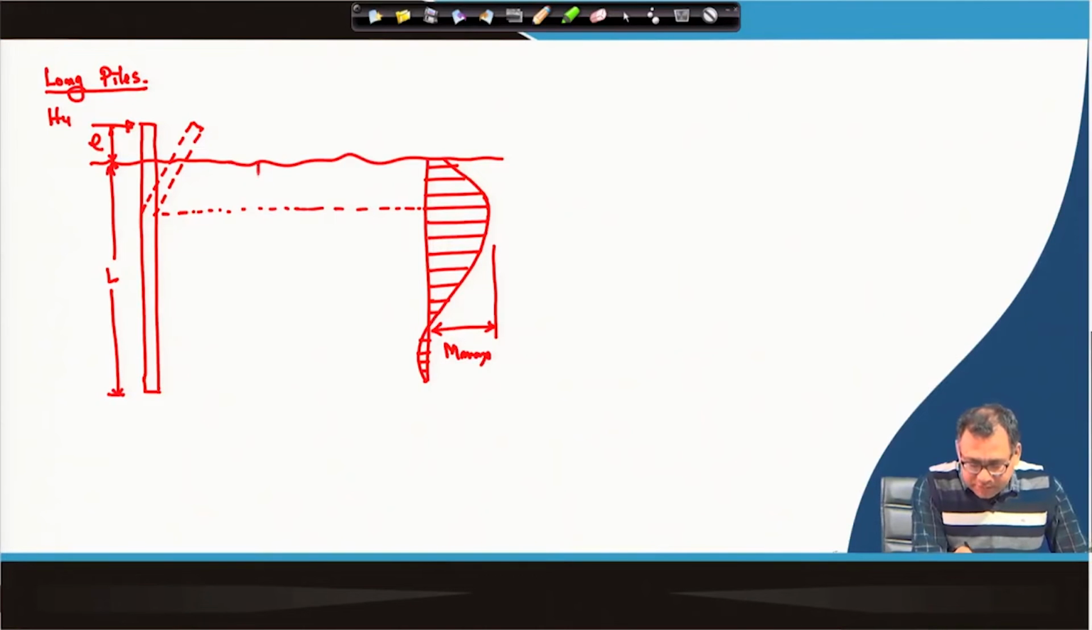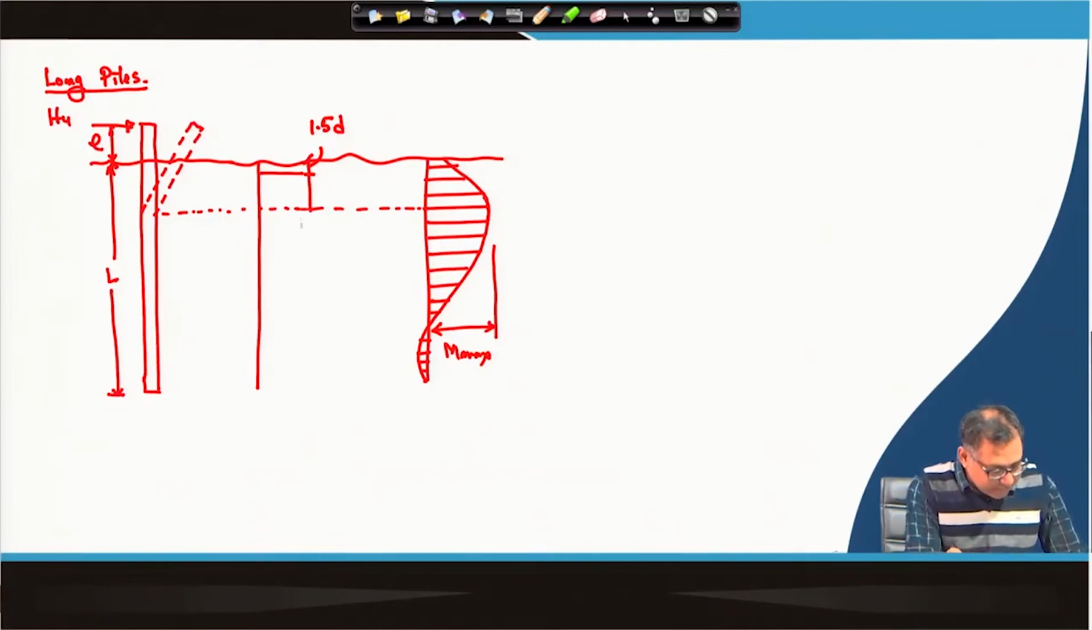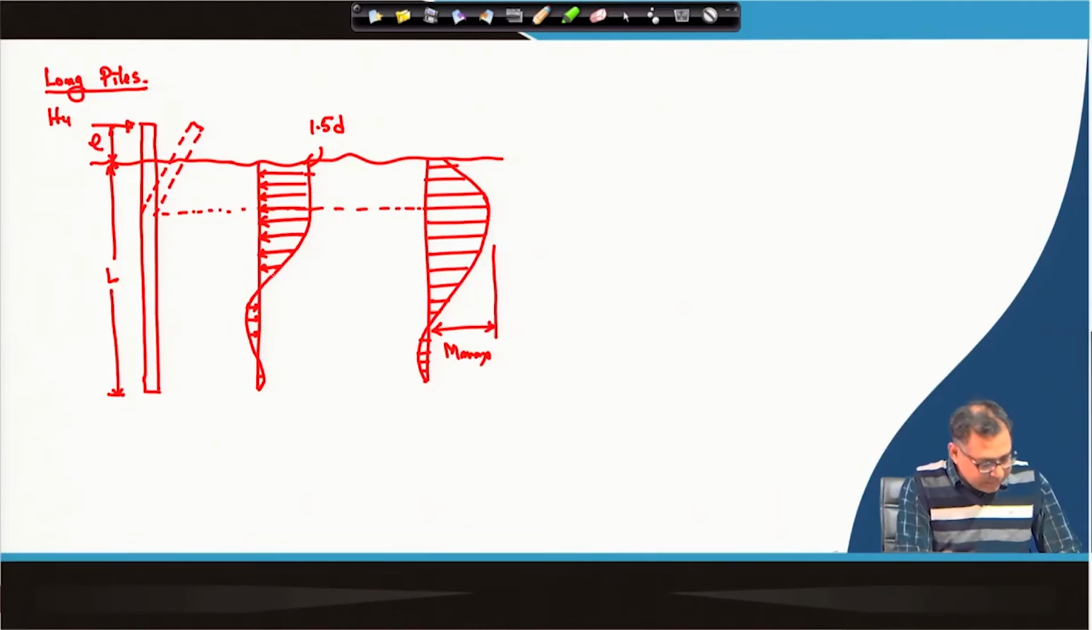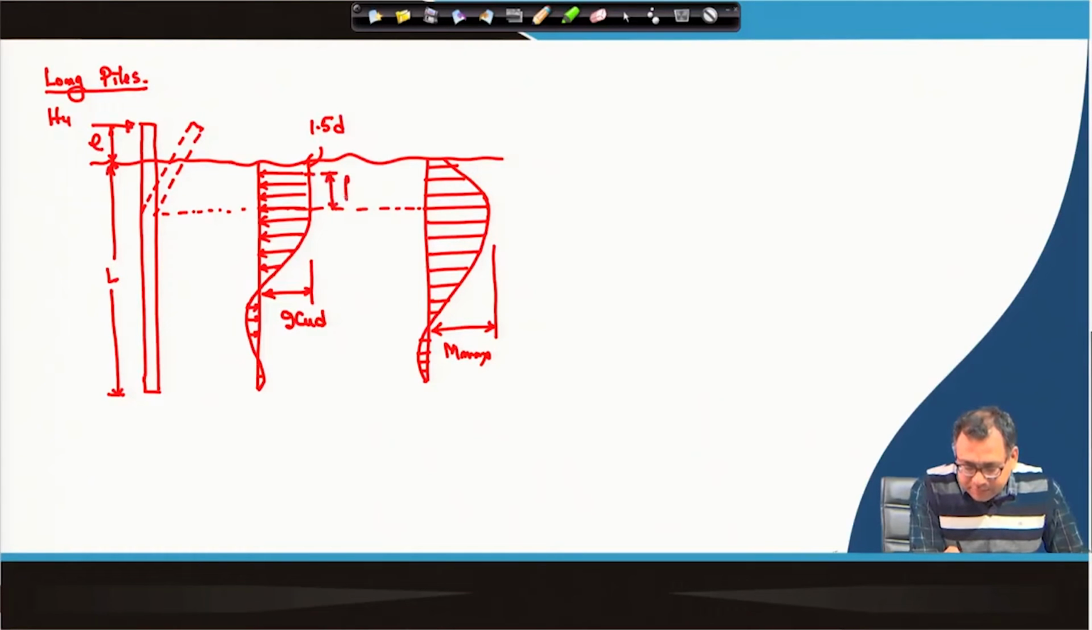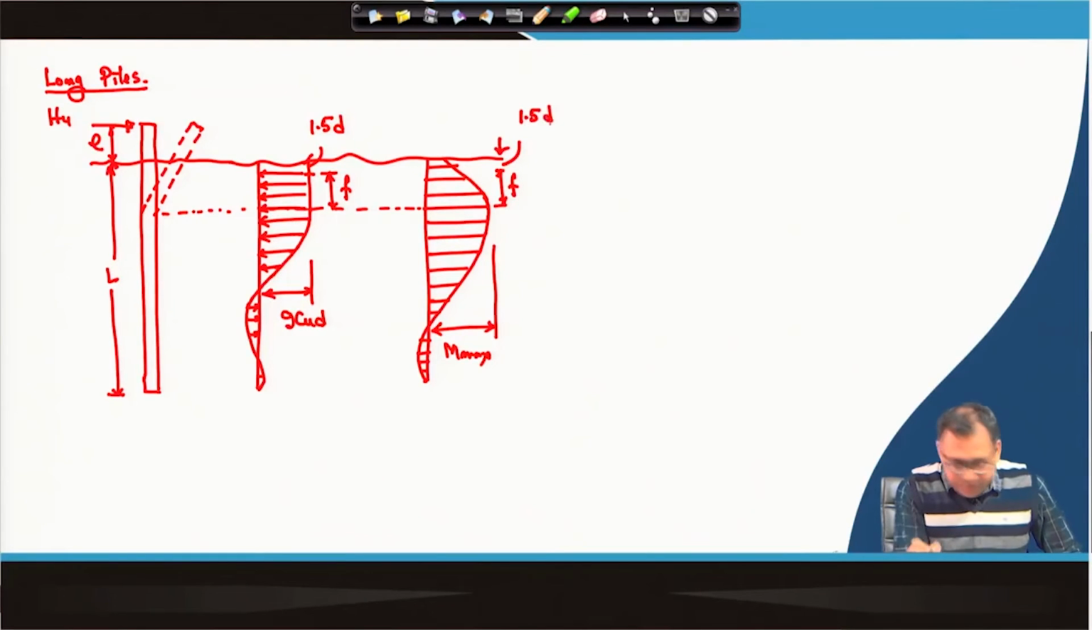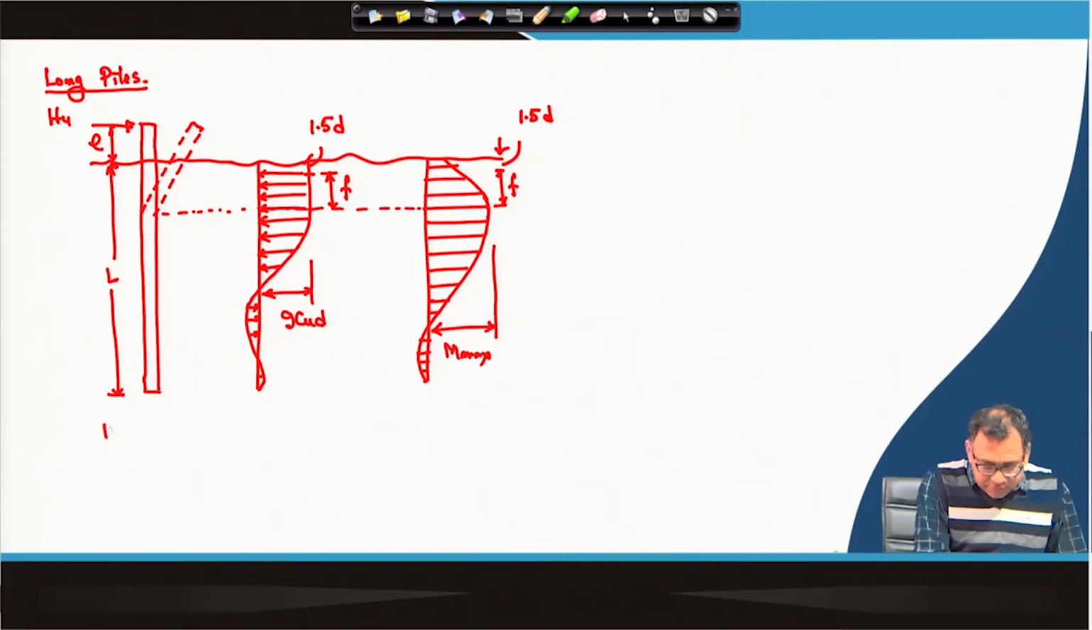So, we can draw the soil reaction. Again for the soil reaction, for the top 1.5 D portion there will be 0 stress, then uniform stress up to that point, then this stress will change, and this will be the soil reaction for this long pile. Okay. So, I can write, this value, the uniform portion value, is again 9 Cu d, and this distance where the maximum moment is acting is F. So, F is this one and this one is 1.5 d. So, this is the deflection for the long pile.